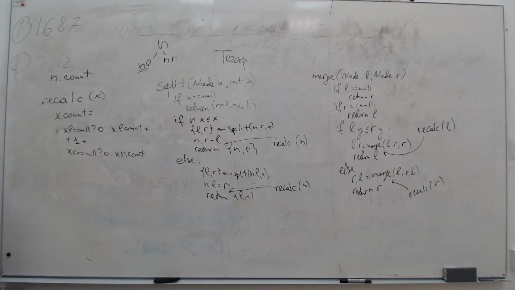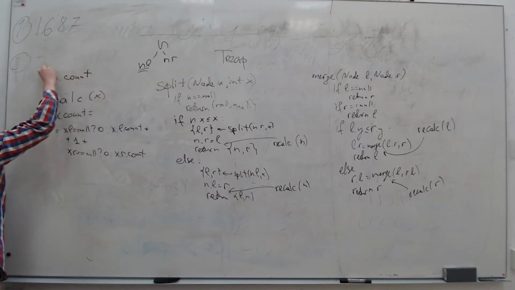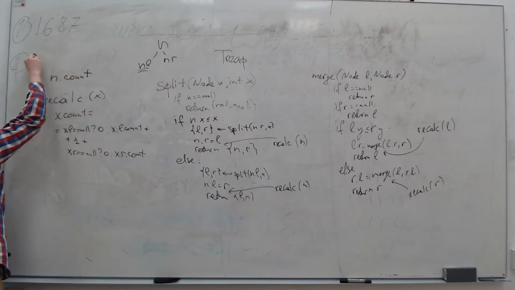Are there any questions on how to calculate the subtree count, the number of elements in the subtree? Because this will be important for further algorithms.